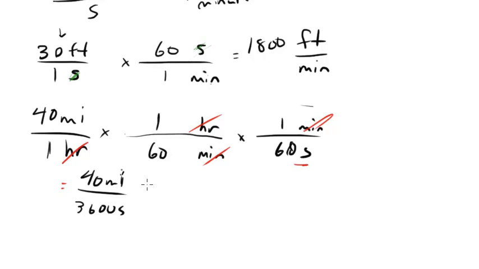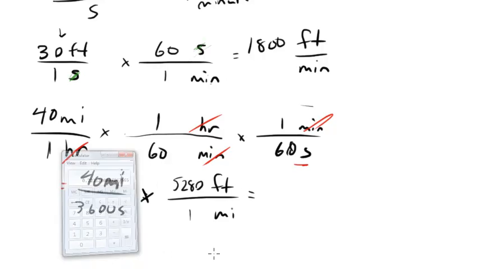We want to get feet on the top. So we want to multiply by feet on the top, which means we got to multiply by miles on the bottom in order to cancel out the miles. So how many feet are in a mile? Well, you look this up. It's 5,280 feet per 1 mile. Now we just multiply all the stuff across.